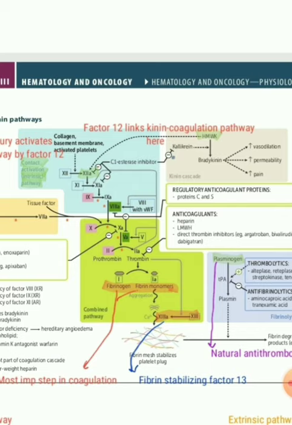The kinin pathway has high molecular weight kininogen that forms the bradykinin that causes vasodilation. We know that that is linked with here. So factor 12 in fact converts into high molecular weight kininogen that forms the bradykinin, and it causes pain. That is another MCQ. Bradykinin is the main mediator of pain and increased permeability and vasodilation.